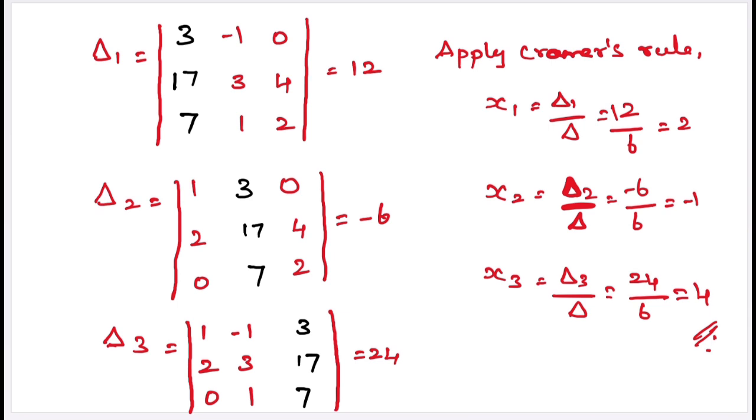That is delta 2 is equal to minus 6. And similarly find delta 3 by replacing the third column by the constant. That is delta 3 is equal to 24. Then apply Cramer's rule. x1 is equal to delta 1 by delta is equal to 2 and x2 is equal to delta 2 by delta is equal to minus 1 and x3 is equal to delta 3 by delta is equal to 4 is the solution of this problem.